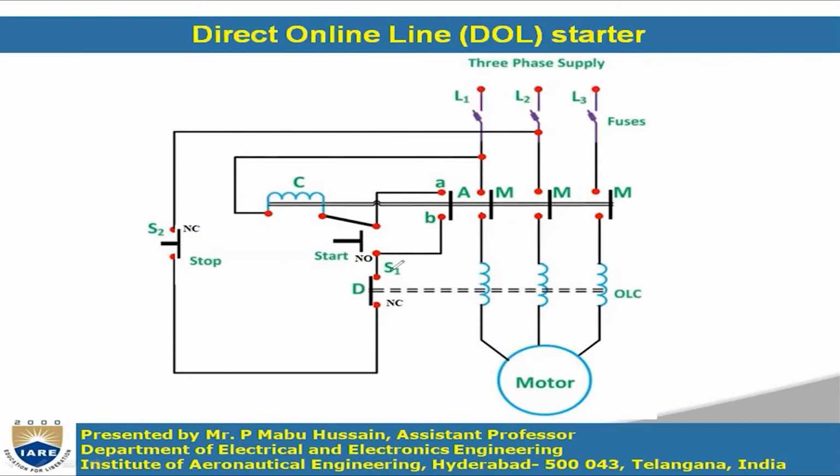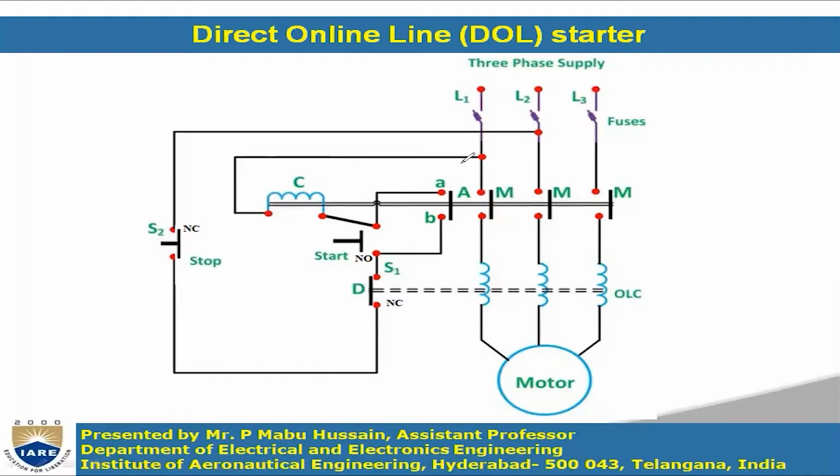Okay, so this is about the direct online starter, what we actually study in our textbooks. Of course there is an overload coil. When the current flowing through this coil is more than some prescribed limit, then this coil will push this switch, and these two will open, so that the motor will be off. Okay, right. So now the same DOL starter we are going to implement through the PLC.